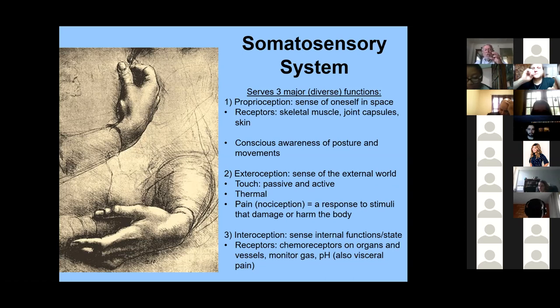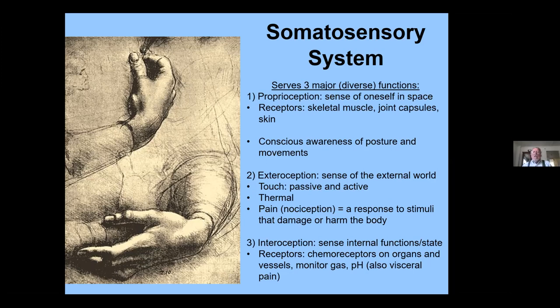However, in addition to exteroception, we also have in the somatosensory system proprioception. And proprioception is the sense of oneself in space. So you basically know whether you're sitting, standing, prone, etc. And the thing that you're getting there is lots of information that's coming from skeletal muscle. So we're talking about joints and tendons, and the joints and the inner parts of the skin.